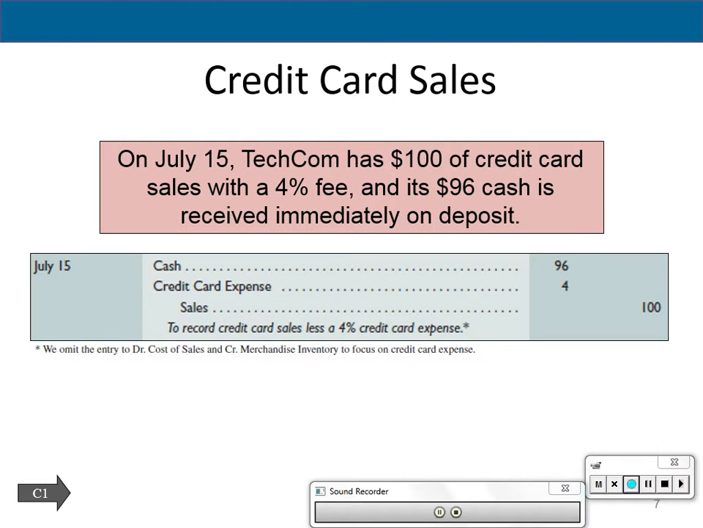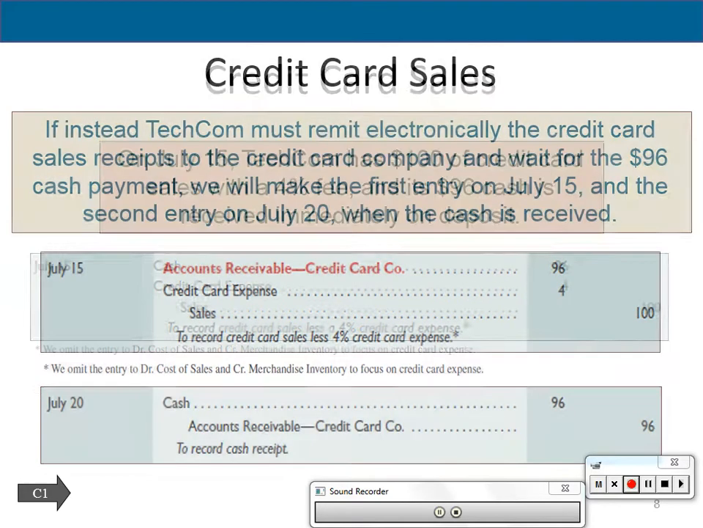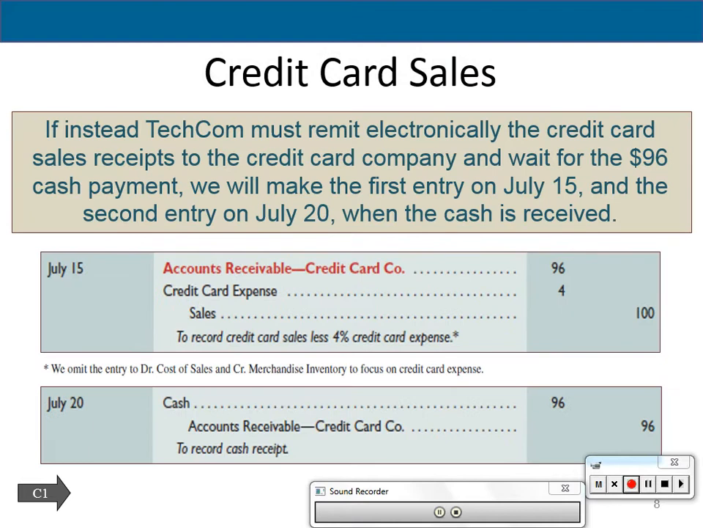So they're paying this 4% fee just to get their credit card sales in advance. Cash, we debit cash, and we also debit credit card expense, and we credit our sales for the full $100 we made. Now look at this. It says now instead, TechCom, which is us, must remit electronically the credit card sales receipts to the credit card company and wait for what? The cash payment. So they're still being charged the 4% because they processed the credit card for them.